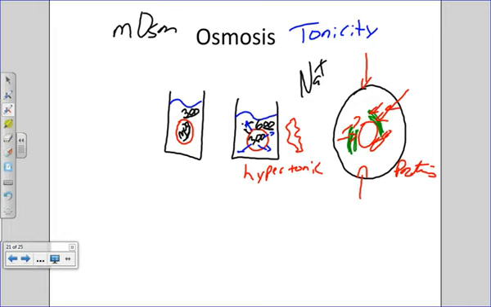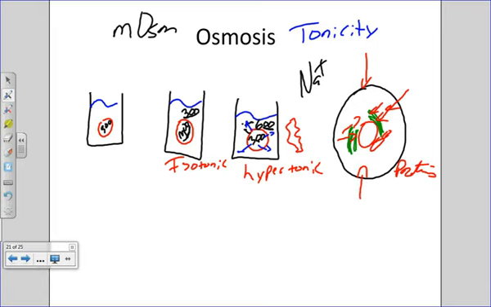The opposite of hypertonic would be hypotonic. Okay, so let's do this again. We've got our red blood cell, and the red blood cell has 300.